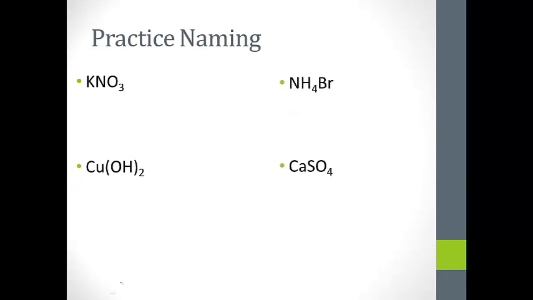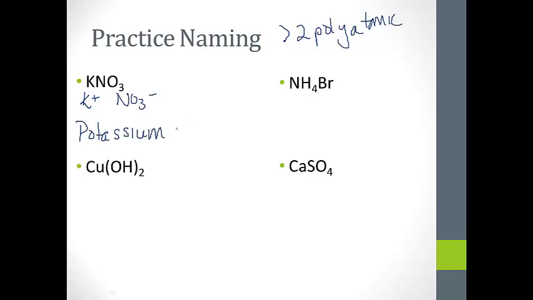Okay, so if you do a little bit of practice here, we just need to figure out what the names are of the ions that we're dealing with. And the thing is, whenever there are more than two types of atoms, you are automatically dealing with a polyatomic. And this is going to be this first one. The two ions we're dealing with are potassium and nitrate. And so my name is simply potassium nitrate.